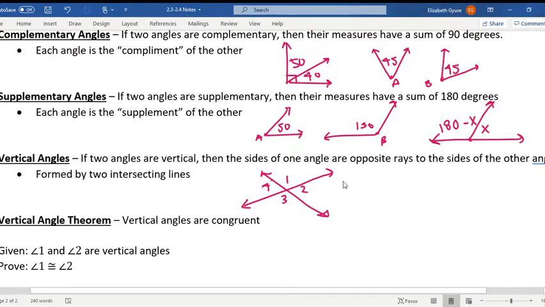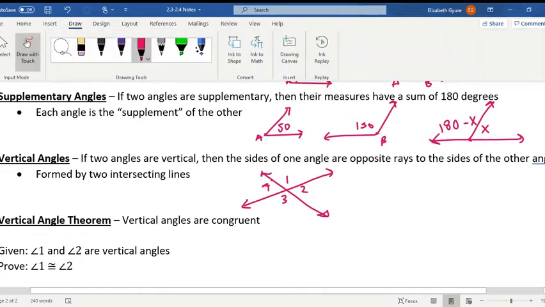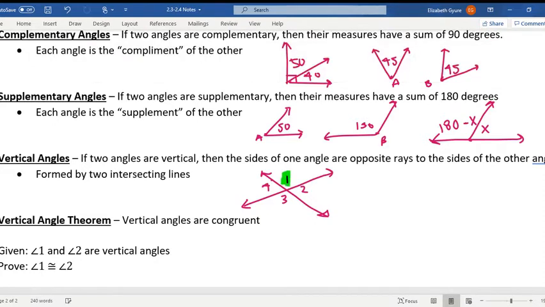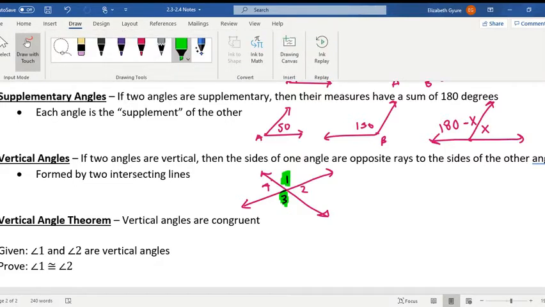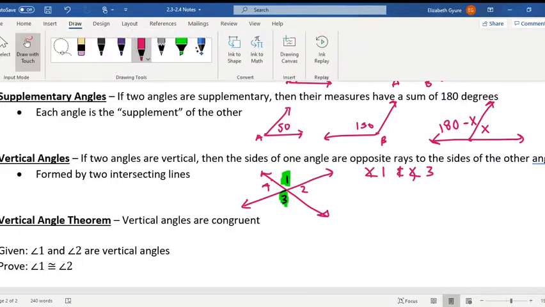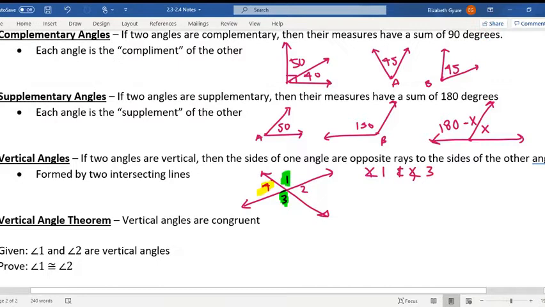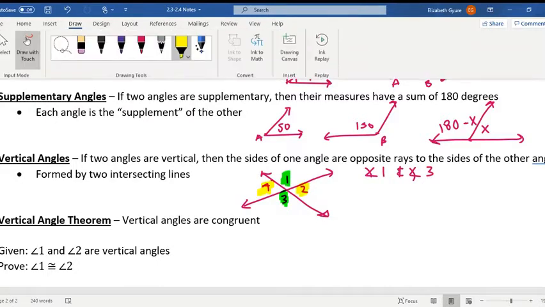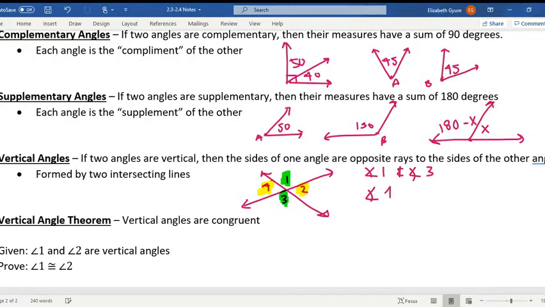Vertical angles are non-adjacent. So the ones that are non-adjacent here would be like angle 1 with angle 3. So those would be vertical angles because they're formed by those two intersecting lines. So in this example, we would say angle 1 and angle 3 are an example of vertical angles. And then also the other way, 4 and 2 would also be an example of vertical angles. Okay, so you should look for your intersecting lines.